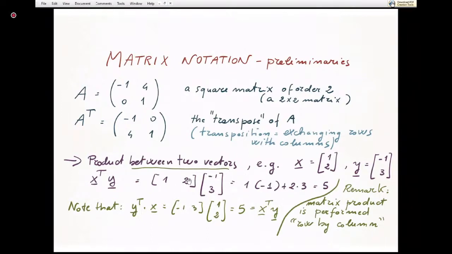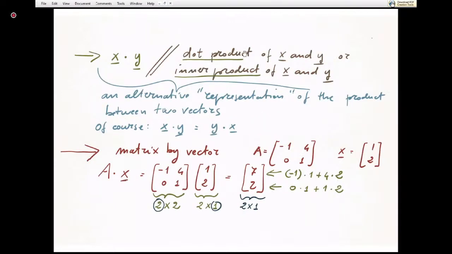1 times -1 plus 2 times 3 equals 5. If I regard this kind of product between vectors in this way, this is a different operation. Here I don't worry about structures, rows, columns, okay? And this is called inner product, dot product, or scalar product, and it is denoted like this. So if I have 2 column vectors, I can do that.